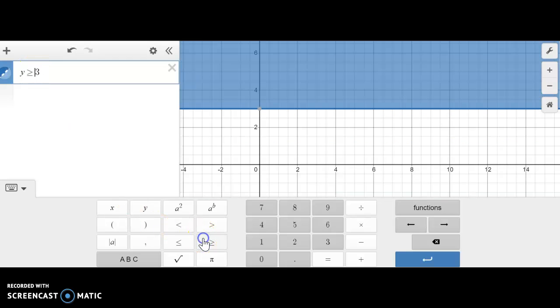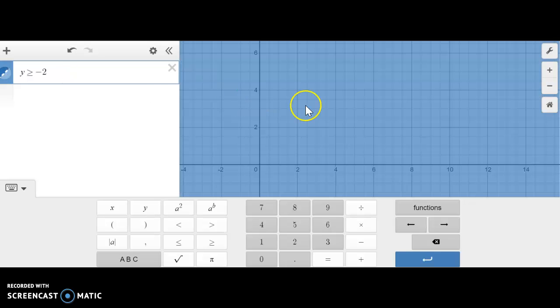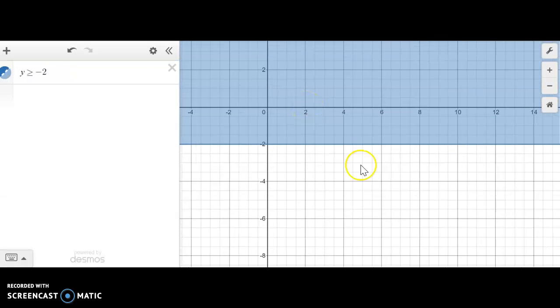Let's try if it was greater than, and try a -2. So you can see it puts a line on -2, and it's a solid line because it's or equal to. You want to count -2 as an answer, so you draw a solid line on -2, and it says it's greater than -2, so all the shading goes above -2.